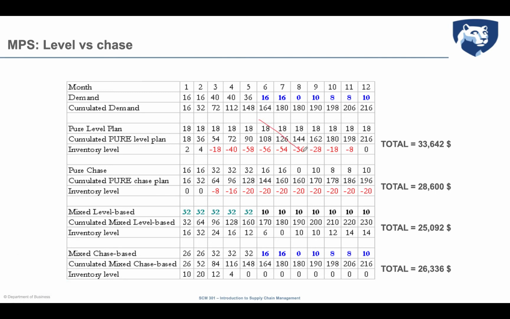Not this one. Besides the fact that it's very expensive, it has stockout, so it doesn't satisfy the demand request. Not this one, because even if it's cheaper than the previous one, it has stockout. You keep these two and you select the one that is more economically convenient. So the mixed level based plan, which will be implemented because it minimizes the total cost of production.